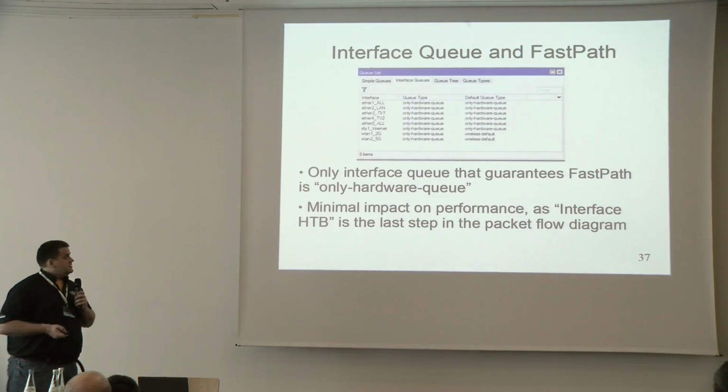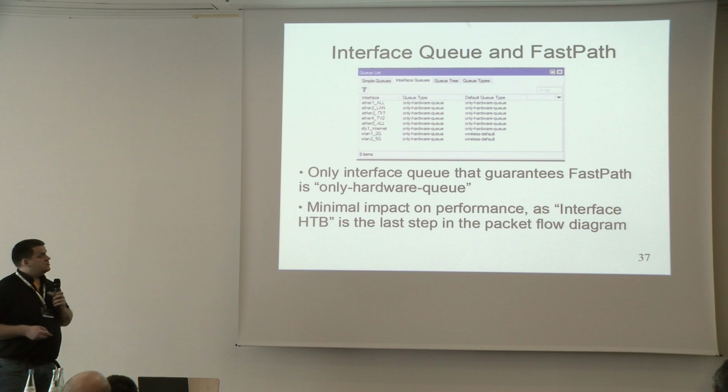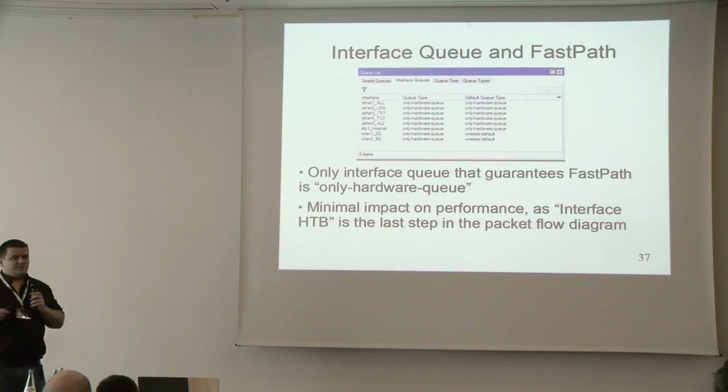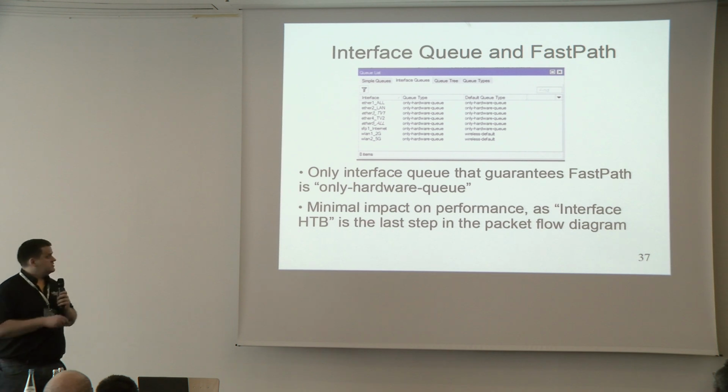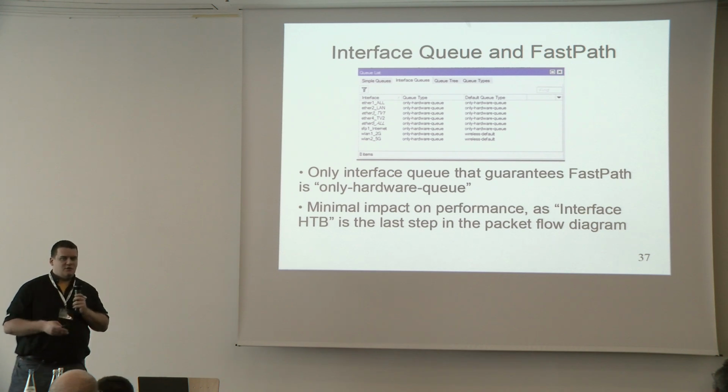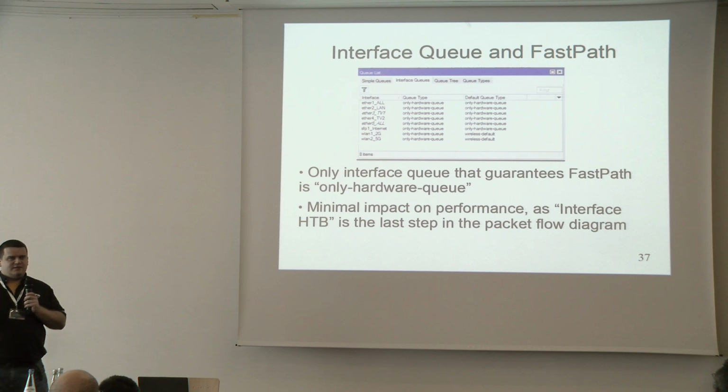One of the last things that you also need to know is that there's only one interface queue that supports FastPath, and it's called only hardware queue. If you have any other, traffic will drop out of FastPath and go the last step the slow path way. It's the last step, so the impact will be minimal, but still, if you want a pure FastPath through all your device, switch to this one.